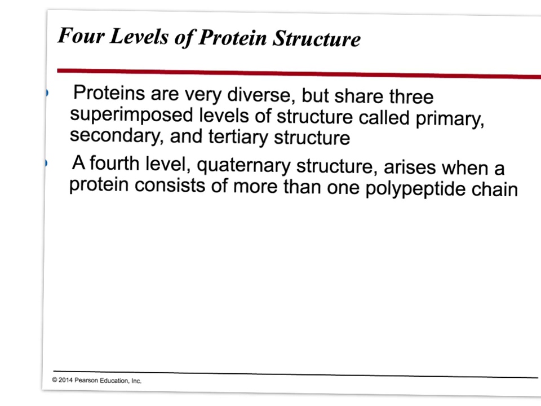So the sequence of amino acids, methionine, lysine, proline, tryptophan, right? Amino acid 1, 2, 3, 4, 5, 6, 7, however many it is, that is the primary structure. It'll differ depending upon the protein. So if I'm going to make a different protein, I'm going to have a different sequence of amino acids.